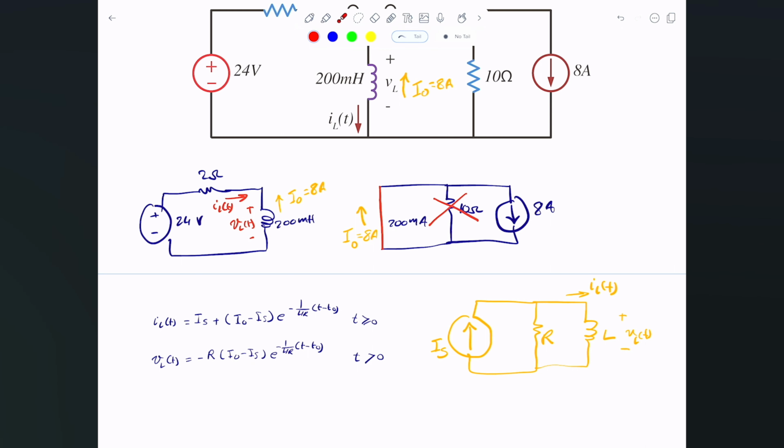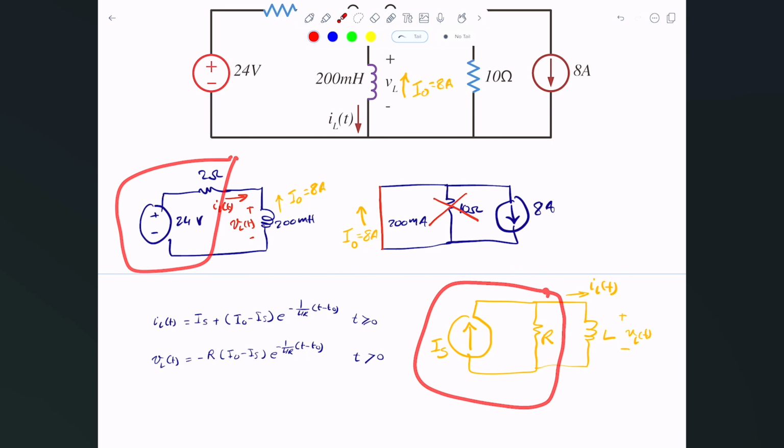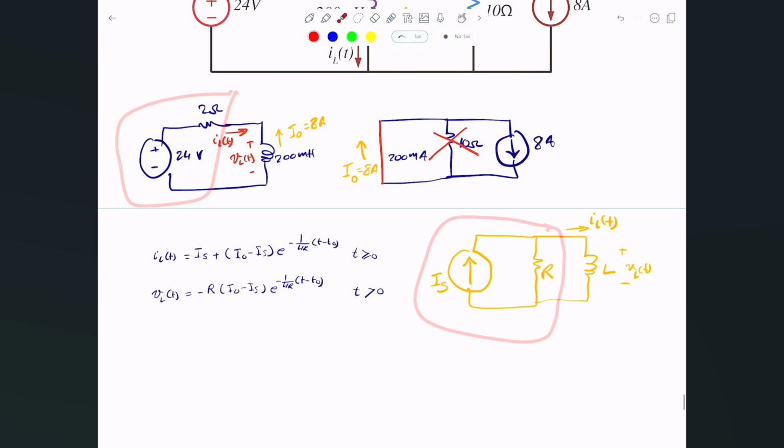Okay, so let's double check what we have in here. What we have is the Thevenin equivalent in here, and the equations we derived were based on the Norton equivalent. So we can simply do a source transformation on these two here, which is the voltage source and the resistor, and we'll get the Norton equivalent. So let me just do that.